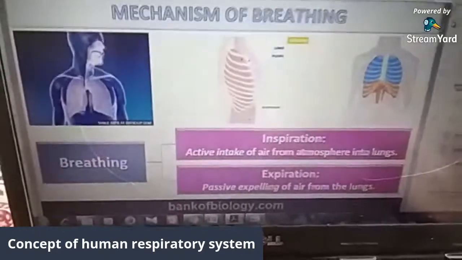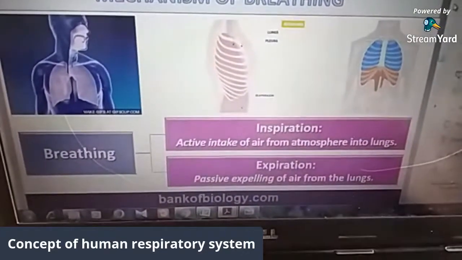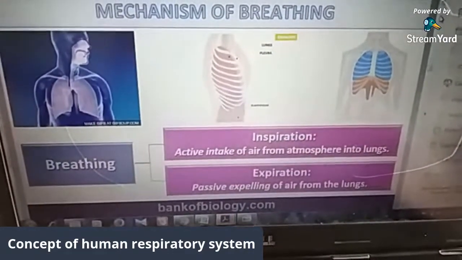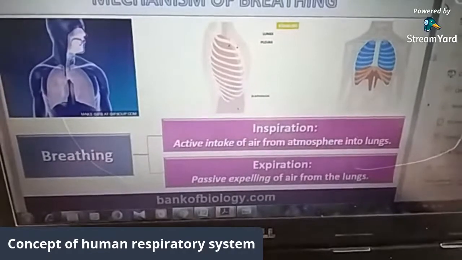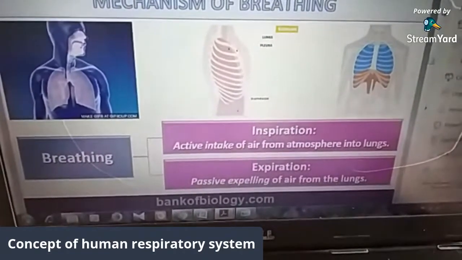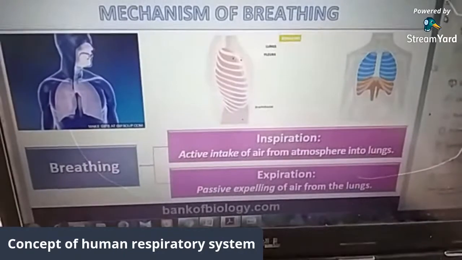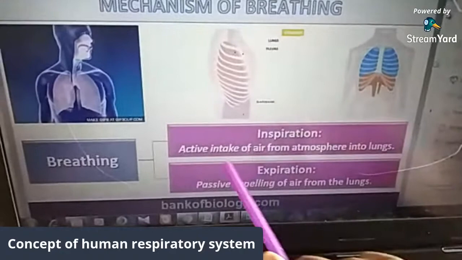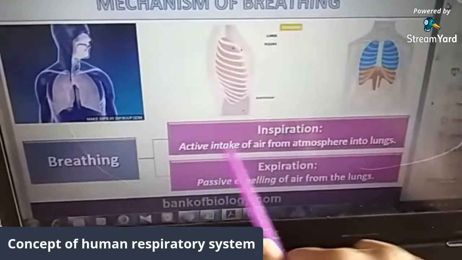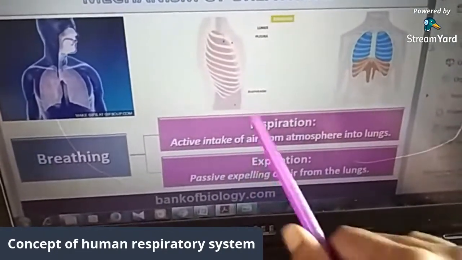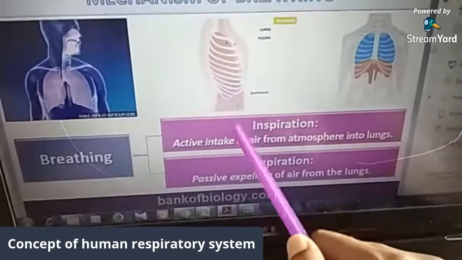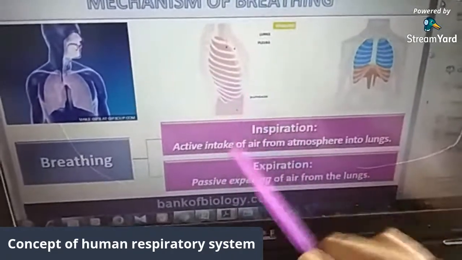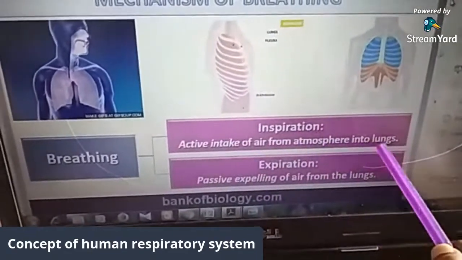Clear? Breathing has two types: the inspiration and the expiration. So what does inspiration mean? Inspiration means the active intake of air from the atmosphere into the lungs. Please note down this phrase, the intake of air. Not the exhale. This is the inhalation of air, not the exhalation. This is the active inhalation, active intake of air from the atmosphere into lungs.